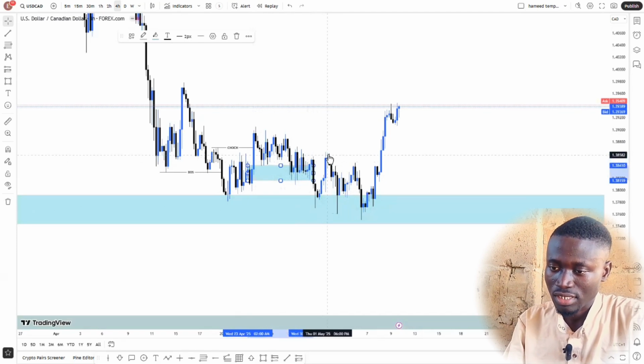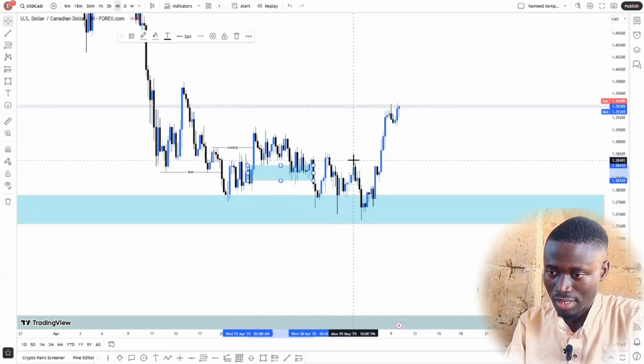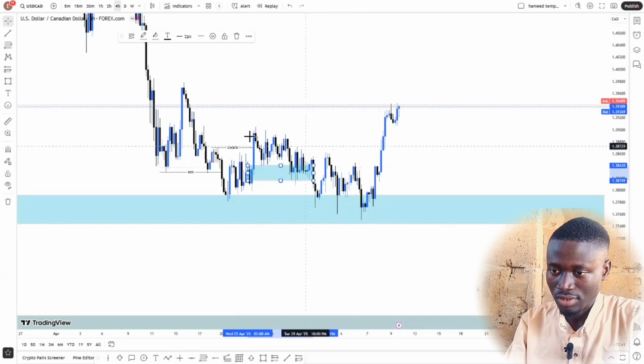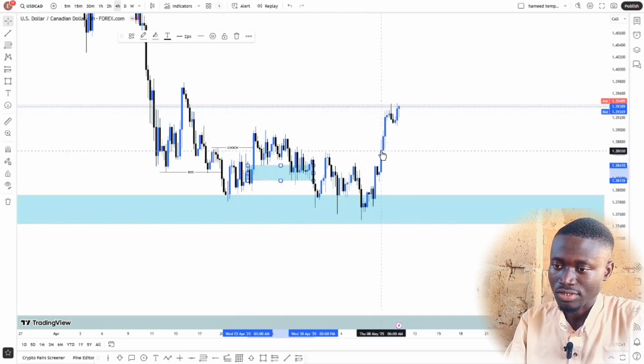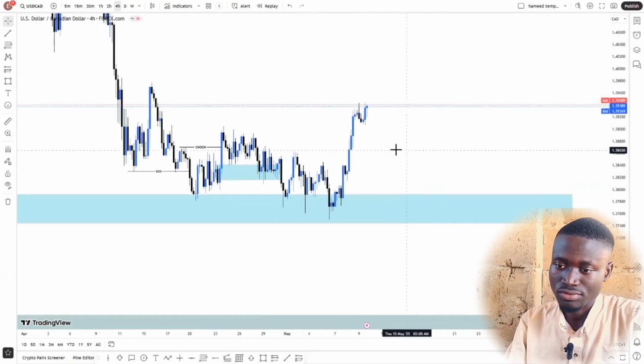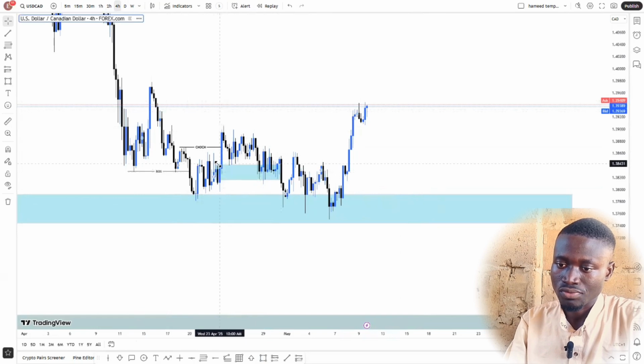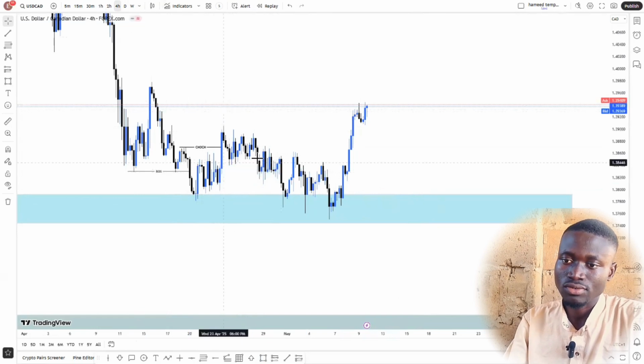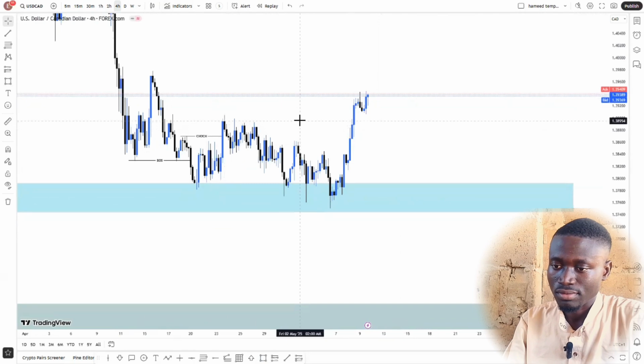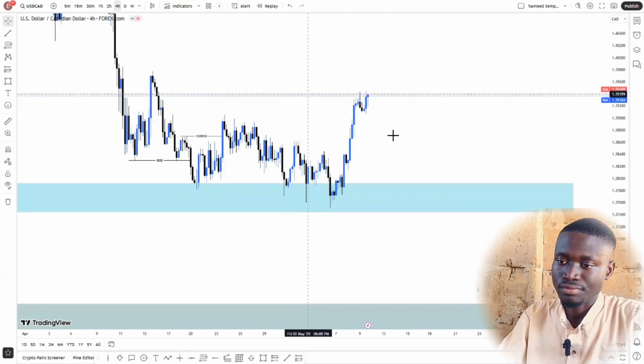Then another attempt to the upside, come back again. Another attempt to the upside, come back again. Now finally it clears all this range. All the liquidity here has been cleared out, which means it's looking more like it's ready to go to the right side. So let's read the structure to know where to join.